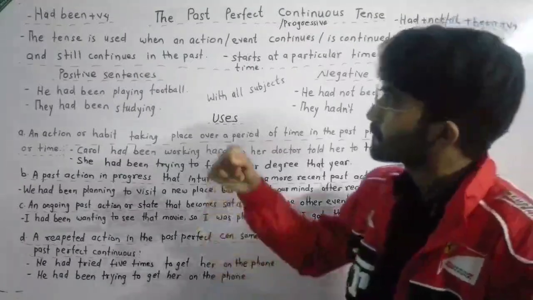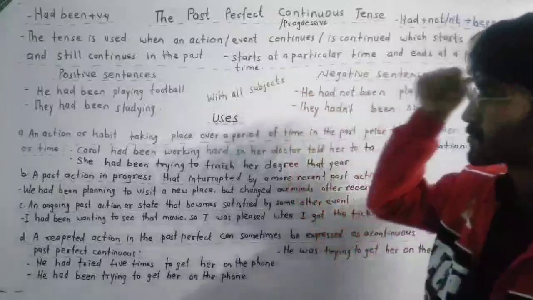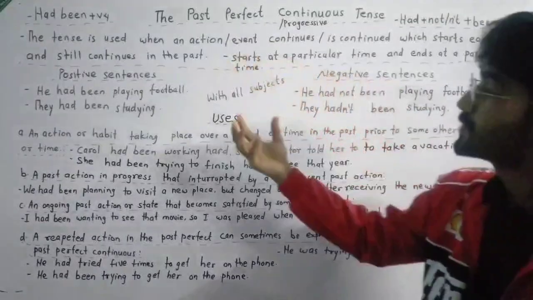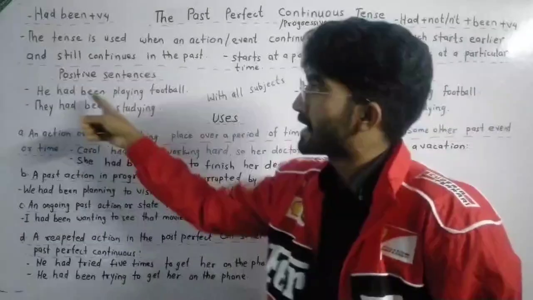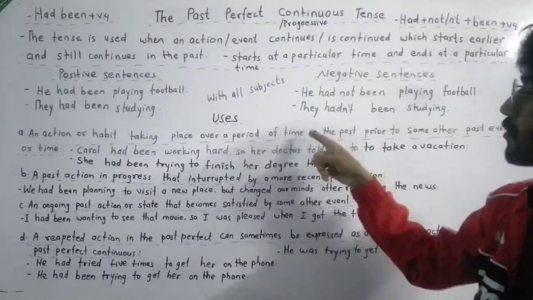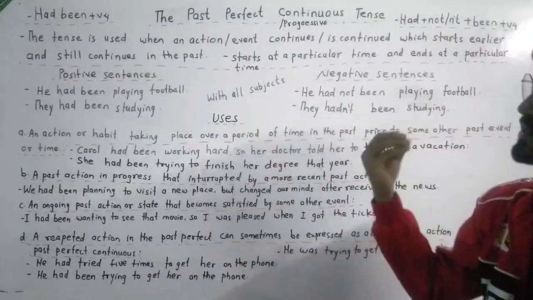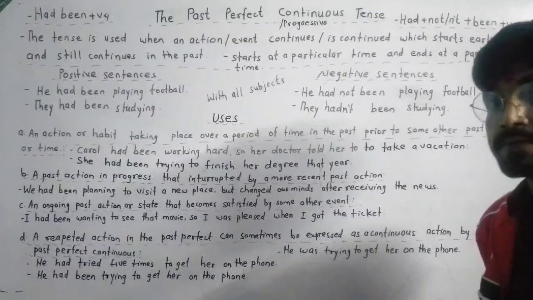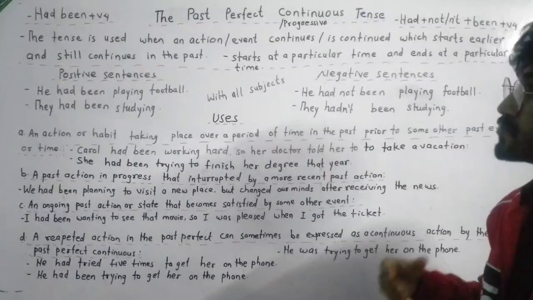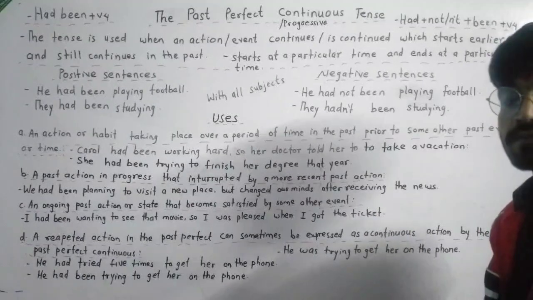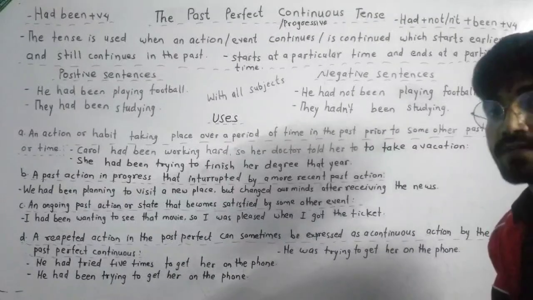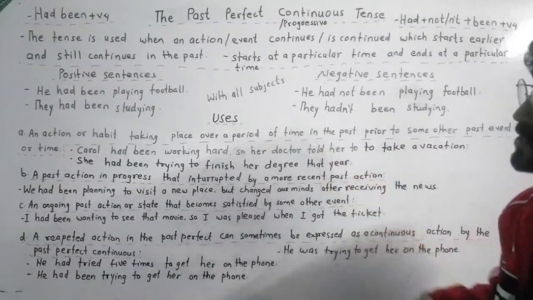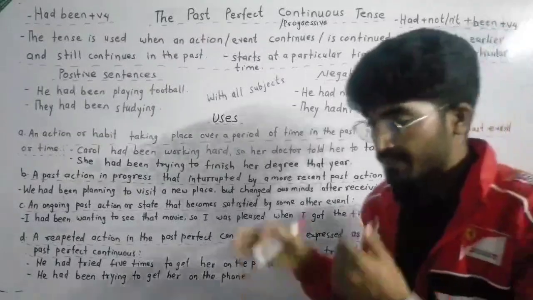And then with all subjects we use had been. You can see they had been, he had been. With all subjects we can use had been. And there is no subject verb agreement rule. While using had been, we can use all the subjects.